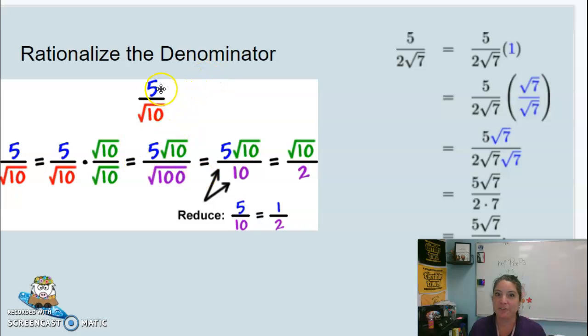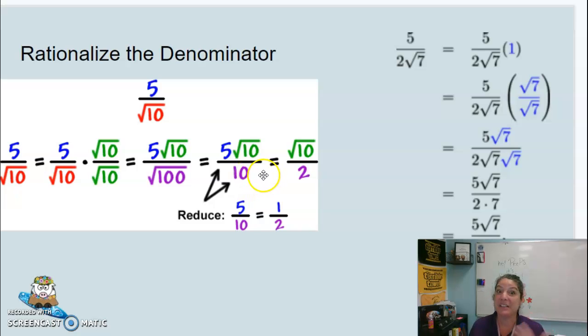Here's another example. 5 divided by root 10. Okay, the square root of 10 is not allowed to be there, so we have to multiply it. Do you see the green root 10 over root 10? So let's multiply the numerators together. 5 root 10 is just 5 root 10. The square root of 10 and square root of 10 is the square root of 100, which is 10.